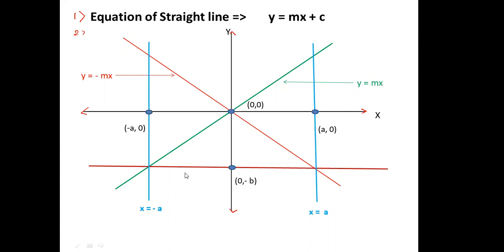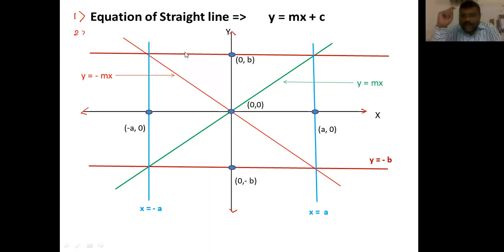Then we draw another straight line, y equal to plus b. This is parallel to the x-axis. So we got the 4 equations. What is the first? y is equal to mx. Second equation, y is equal to minus mx. Third equation, x equal to minus a or x equal to plus a. Fourth equation, y equal to plus b or y equal to minus b.